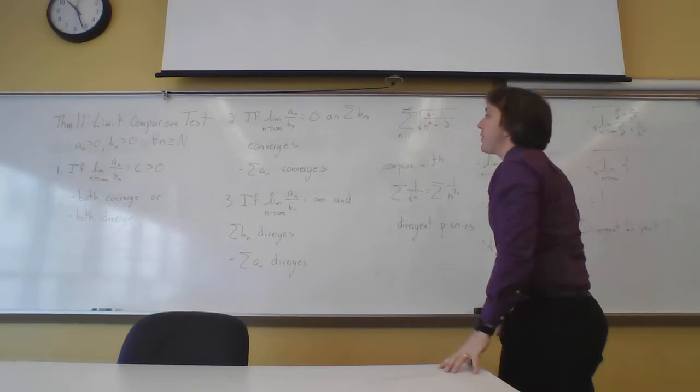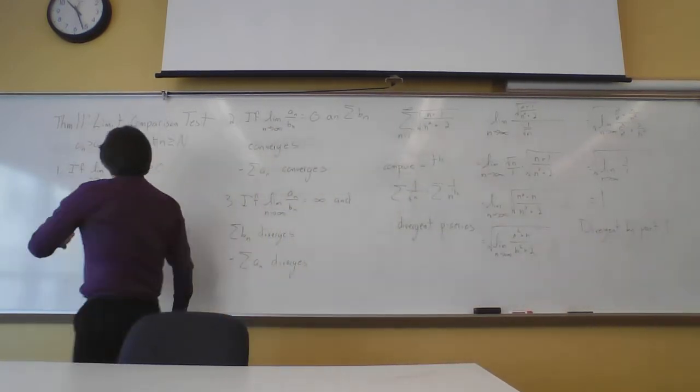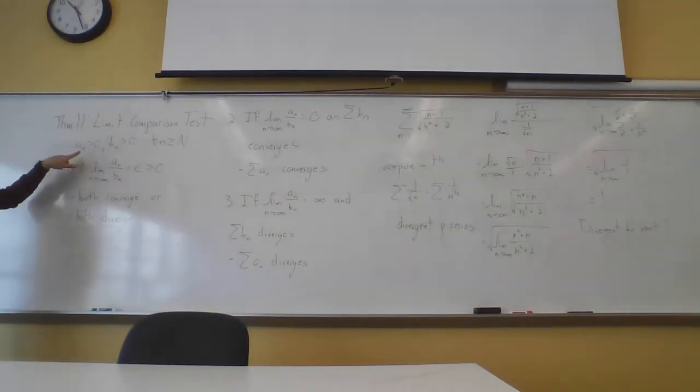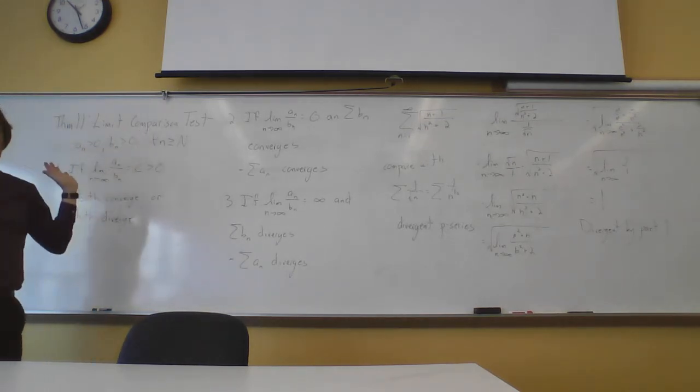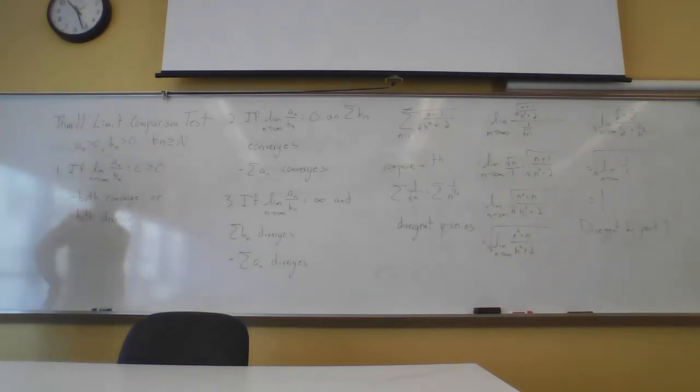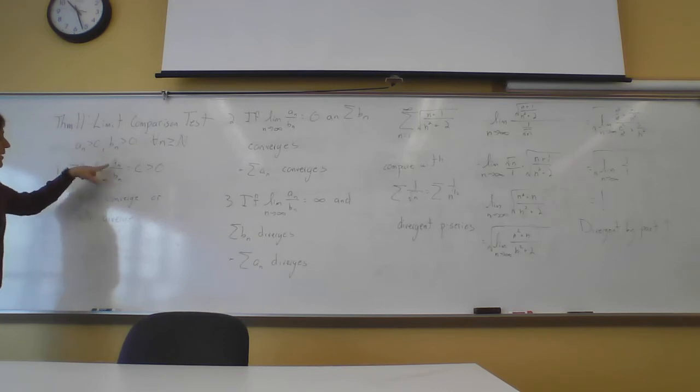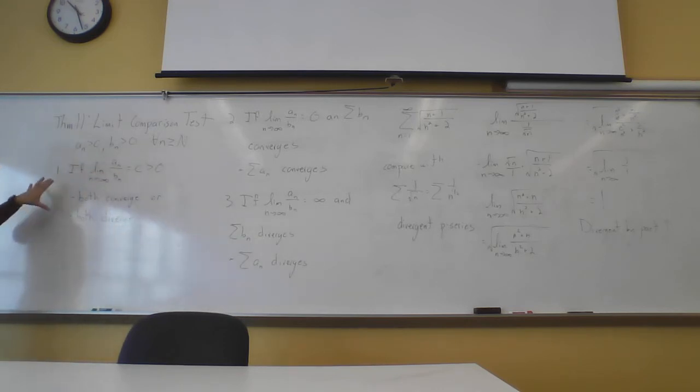All right, so let's look at the limit comparison test. The limit comparison test says, let's say we have two sequences that are both always positive, and that's for all n after some point. We really only care about the tails of these series. So we have 3 parts here. If the limit as n goes to infinity of a sub n over b sub n is equal to a number that is greater than 0, then either both series converge or both series diverge.